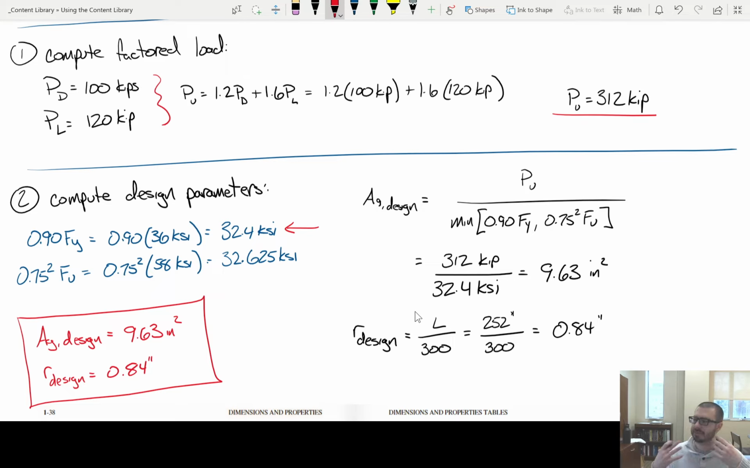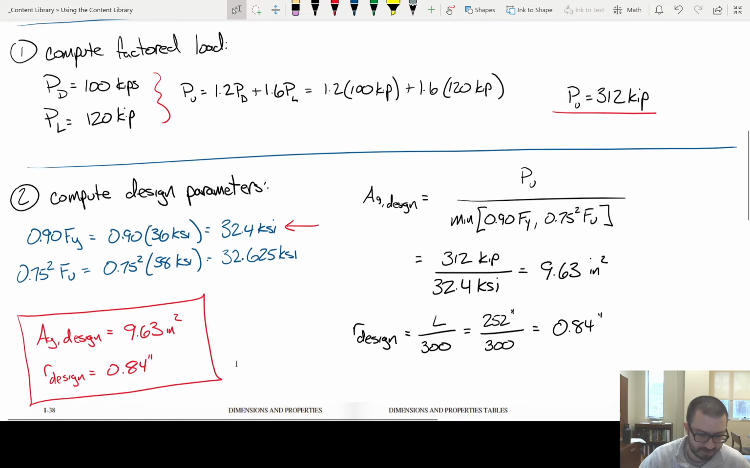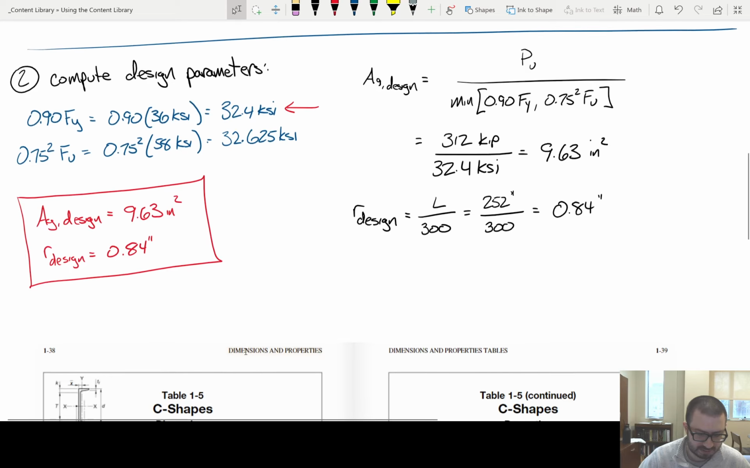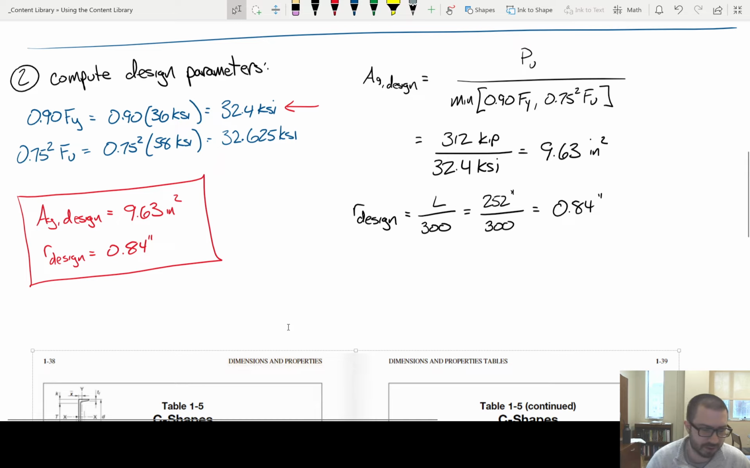And so the idea is to pick a section that has at least these values, if not a little higher, because I certainly don't want to pick a member that has a lower cross-sectional area than that. If it has a lower cross-sectional area than 9.63, it probably doesn't have enough capacity to resist the loads. Remember, the gross area is the gross area. This A_G design is how much gross area we need to resist this 312 kip load. So it's got to be at least this, if not a little bit bigger. So I'm going to move this down a little bit further. And so I think that's probably good.